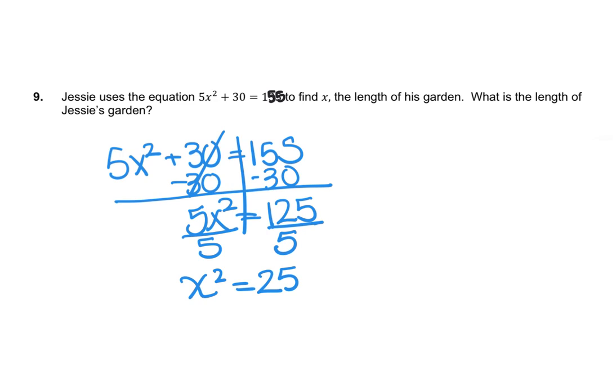And now remember, the opposite of the squared is to take the square root. So I'm undoing it by taking the square root, and what I do to one side, I have to do to the other. And so now I've got x is equal to 5. So we know that the length of Jesse's garden is 5. All right, in this lesson, we took a look at the relationship between squares and square roots.